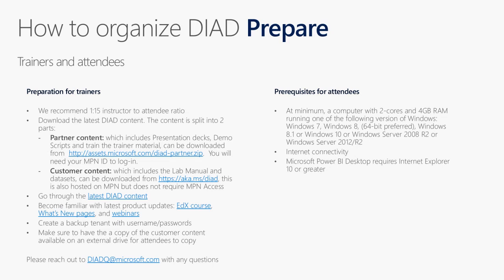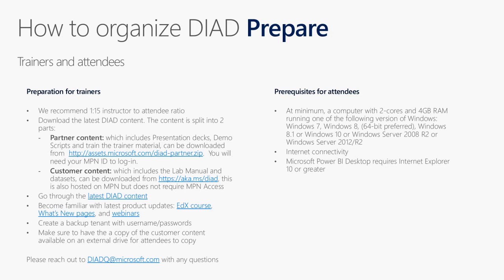The second part is around downloading the content. So the content is actually split into two parts. There is the partner content, which includes the presentation decks, the demo scripts, train the trainer material, as well as this training that you're viewing right now. So if you've got this content, I assume that you know this link already and you're able to access it. But this content is protected by MPN, so you need to use your Microsoft ID that is connected to your MPN in order to access this content.